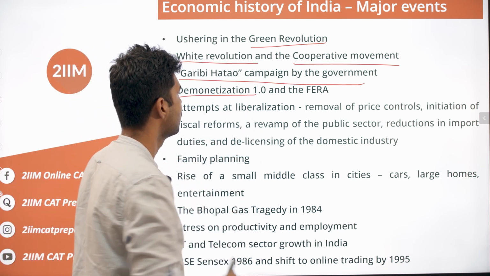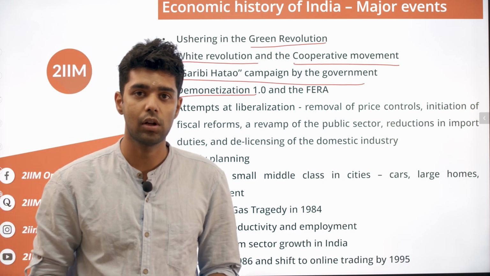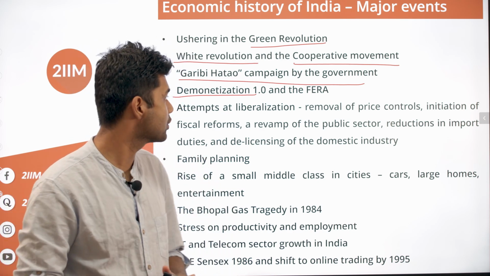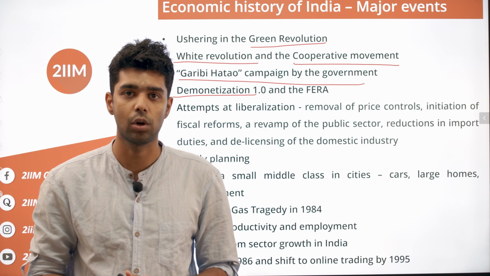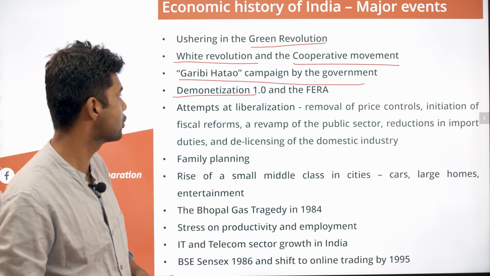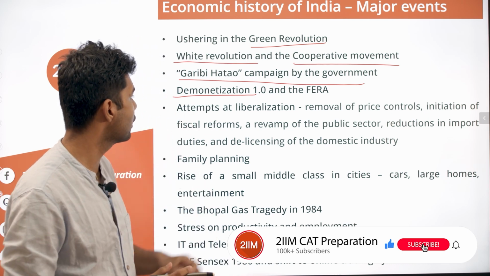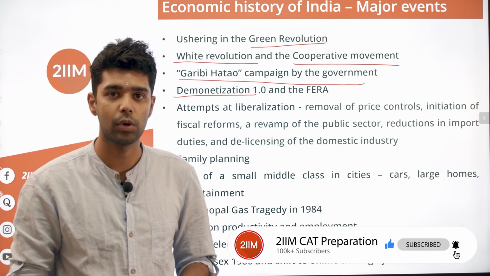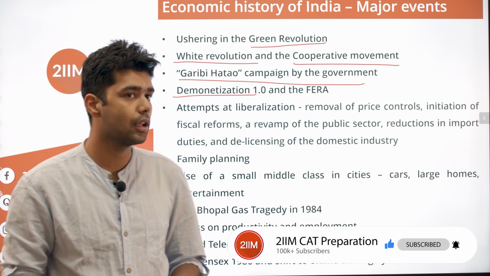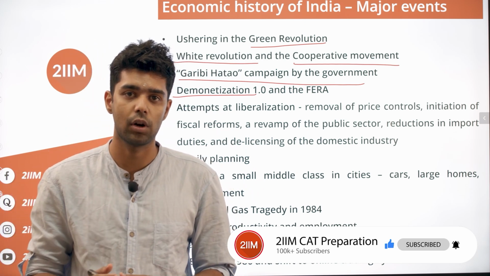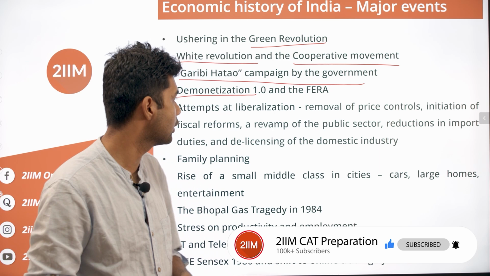After the Garibi Hatao campaign by the government, we had this dark period in Indian history called the Emergency. It was under the Indira Gandhi government. It was unconstitutional in many ways, and it was authoritarian to some extent. So Indira Gandhi was removed and the Janata Party came into power. The Janata Party clearly had the agenda that it wanted to remove all sorts of corruption that had crept into the Indian economy.